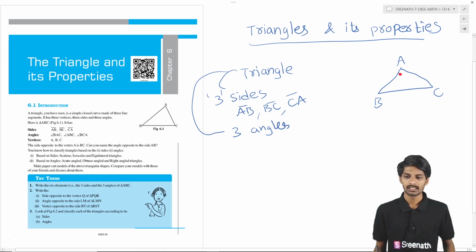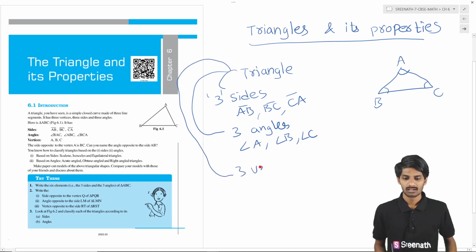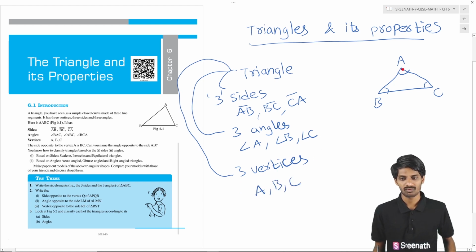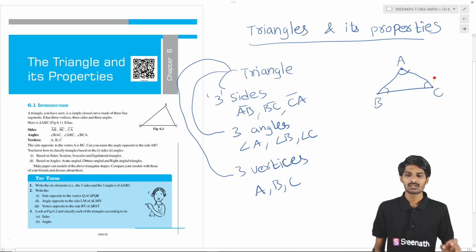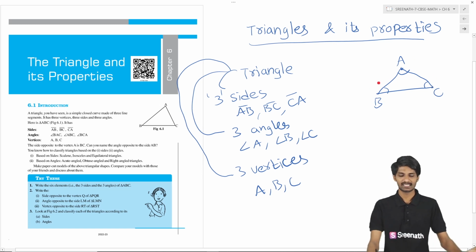And it is also having three angles, students. Here there is an angle, here there is an angle, and this is the angle. So angle A, angle B, angle C. And one more thing, it is having three vertices. How many vertices, students? Three vertices, A, B, C. So this is one vertex, this is another vertex, and this is another vertex. All these are the different vertices, students.